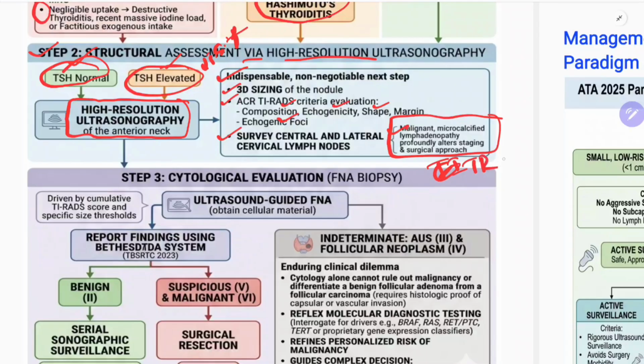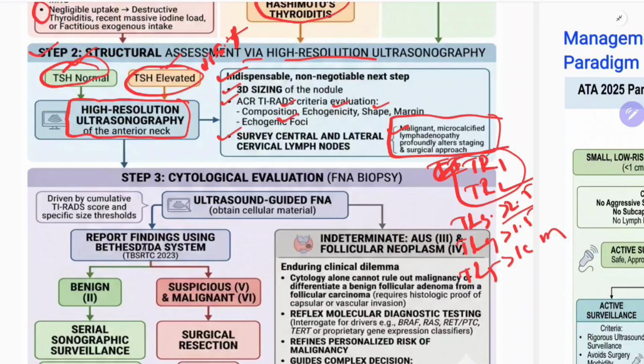Okay, then see, in TIRADS, in TR1 and TR2, nothing is required, no follow-up, nothing. But in TR3, TR4, TR5: in TR3, if the nodule is more than 2.5 cm, then FNAC is required. In TR4, if it is 1.5 cm, FNAC is required. In TR5, if it is more than 1 cm, then FNAC is required. If it is less than 2.5 cm in TR3, then follow-up scan. In TR4, if it is less than 1.5, then follow-up scan. In TR5, if it is less than 1 cm, then follow-up scan.